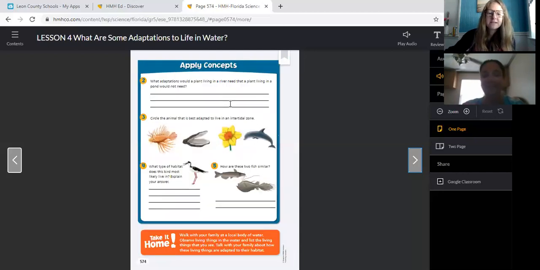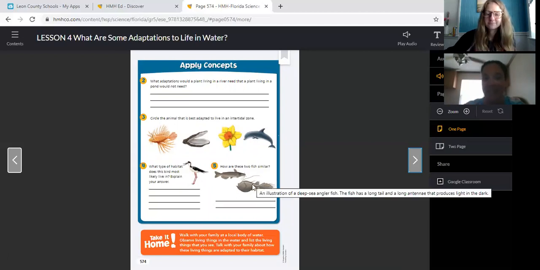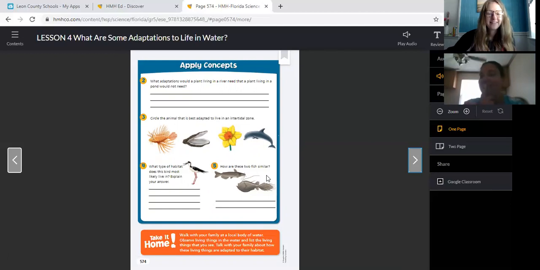On this page, there will be text boxes for the questions, but you'll notice number 3 says circle the animal that is the best adapted to live in the intertidal zone. They will have letters next to them, so then you can just pick the letter that matches the question. Okay. Oh, look, here's that catfish and that anglerfish. Did we talk about that? I think we did. That bird looks familiar too. Yes, it does.